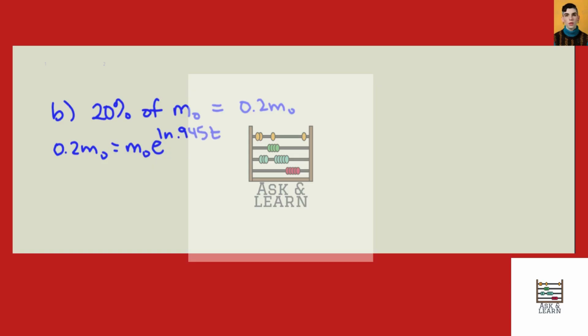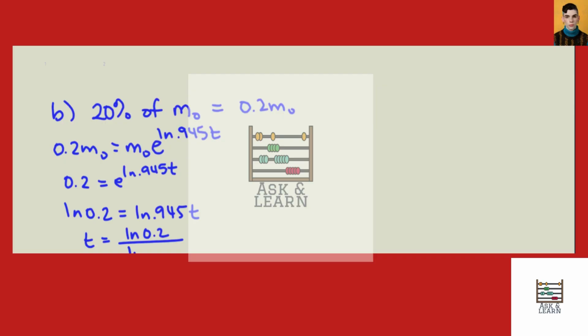And we're solving for time again because we want to know how long will it take. Divide both sides by m naught, and we have 0.2. And then we take the natural log of both sides, and then we divide both sides by the natural log of 0.945 to get t. Then we put it in the calculator, and we get approximately 28.45 years. That's the time it takes to decay to 20% of what it started with.